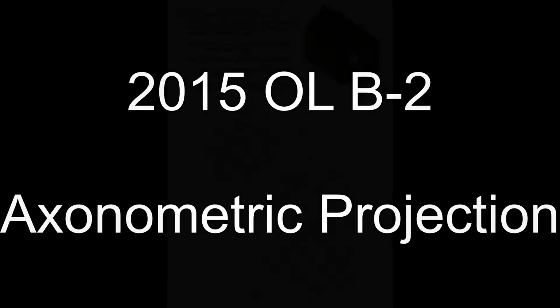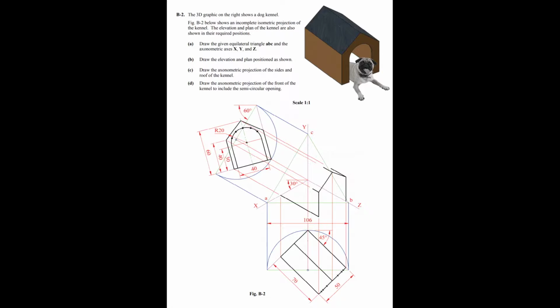This is the 2015 ordinary level question B2, which looks at axonometric projection. Like all the other axonometric projection questions that appear in past papers, they all follow much the same setup. You're given an elevation and a plan, and it's usually a rectangular block, something like that, that has a circle or semicircle that needs to be taken out of it or drawn into the axonometric view.